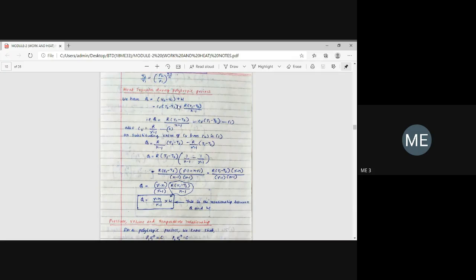Cv into delta T. Tell me, any doubts? Are you following? Try to understand this derivation, because this is the derivation they are going to ask in the examination for 6 marks. Already you found out the work done.